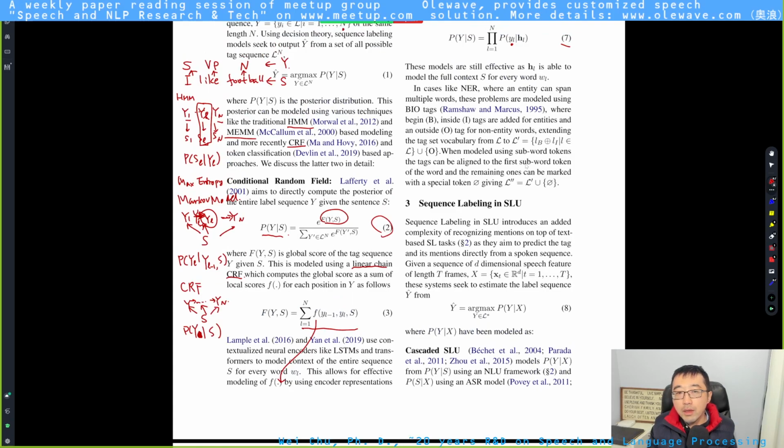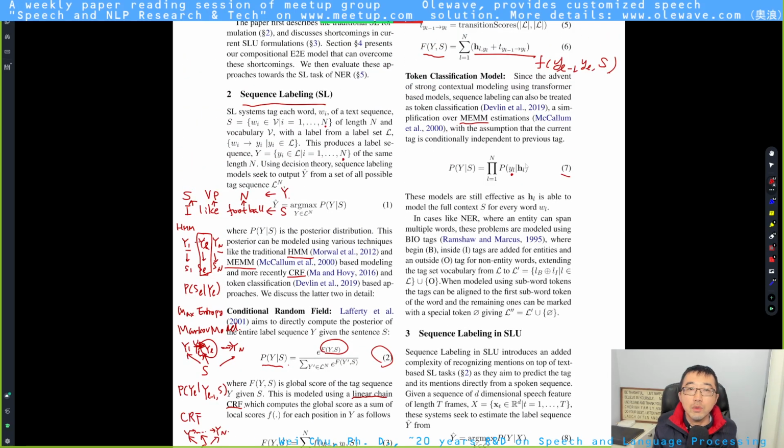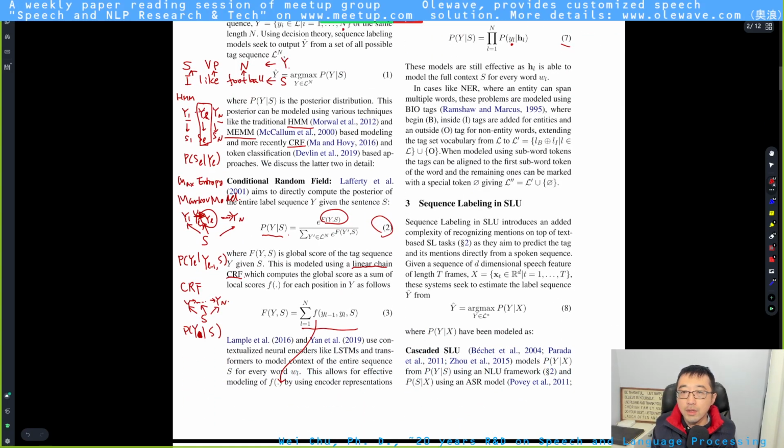Once we finish the sequence labeling in NLP, we can move on to the sequence labeling in SLU. SLU means that the input is no longer text. What is the input? Yes, the input is voice, speech. So you can see that the input size is no longer the size of n, instead it's the size of t. Usually t is much larger than n.